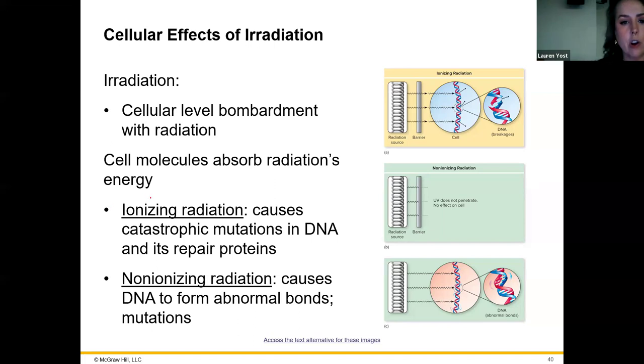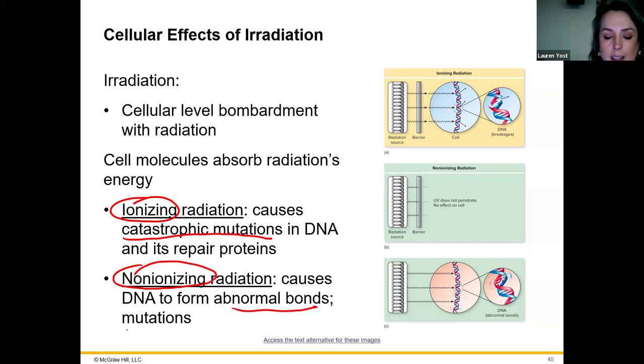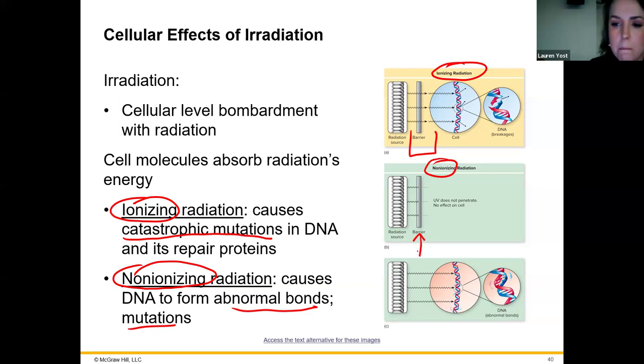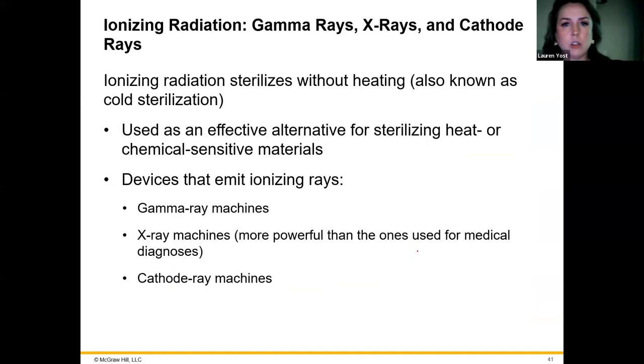So ionizing versus non-ionizing. Ionizing, we have catastrophic mutations. Okay, this is going to be a real, real issue. And then with non-ionizing, we can have DNA with abnormal bonds that can lead to mutations. Now, here's an important thing. Ionizing radiation will pass through most barriers, whereas non-ionizing radiation will not. If you put a barrier up, it won't be able to make it through for the most part, okay? All right, let's get into this.